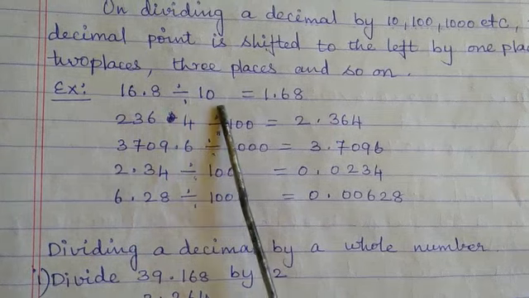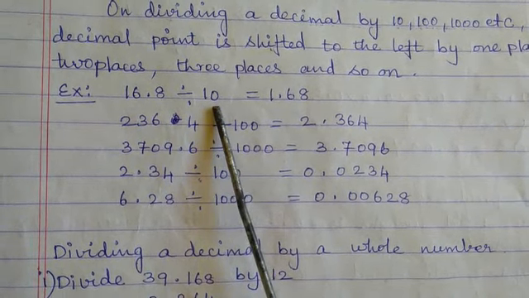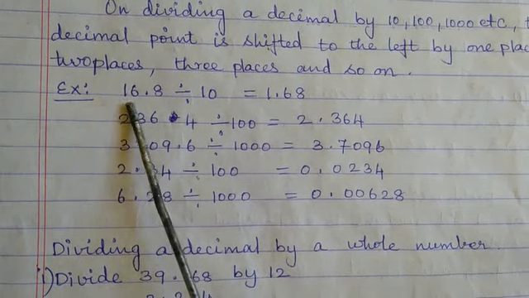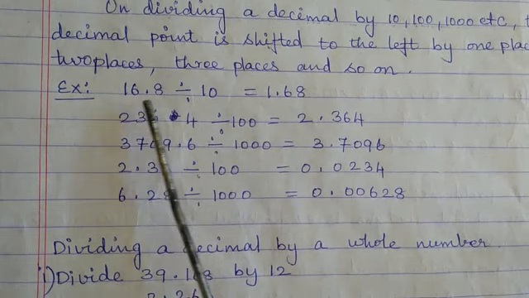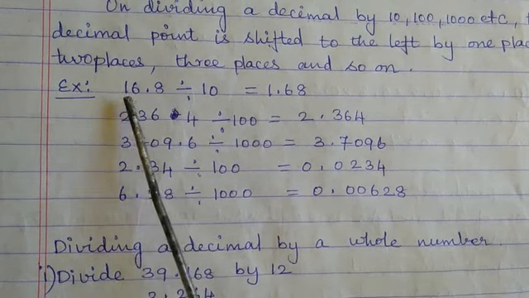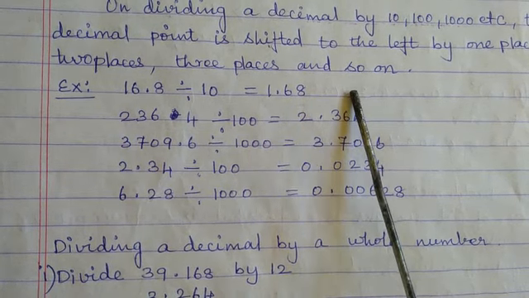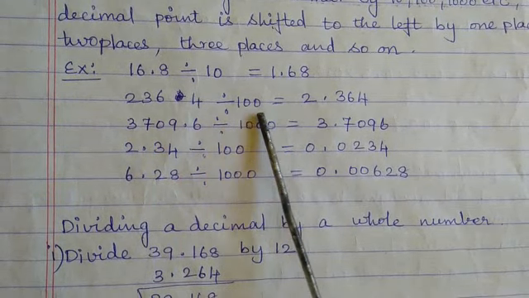16.8 divided by 10. So 10 contains only 1 zero. So we need one digit from the whole place, that is left. Left of the decimal is the whole number. So we need one digit from the whole number. So the decimal point we move to the left of the whole number, that is 1.68.